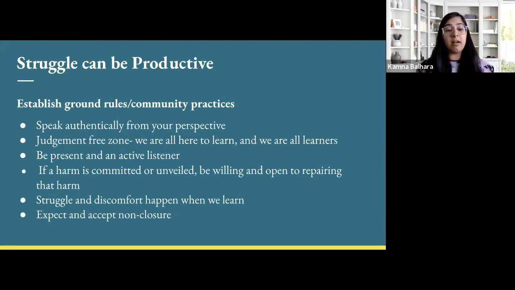And ground rules that might be helpful are encouraging people to speak authentically from their perspectives, making space for everyone to speak, but not obligating anyone to speak, active listening for those who want to hang back, addressing any issues or harms that come up in the course of these conversations and addressing them head on, normalizing struggle and discomfort, and getting learners to accept that they may not get definitive answers and closure every time we have these conversations.